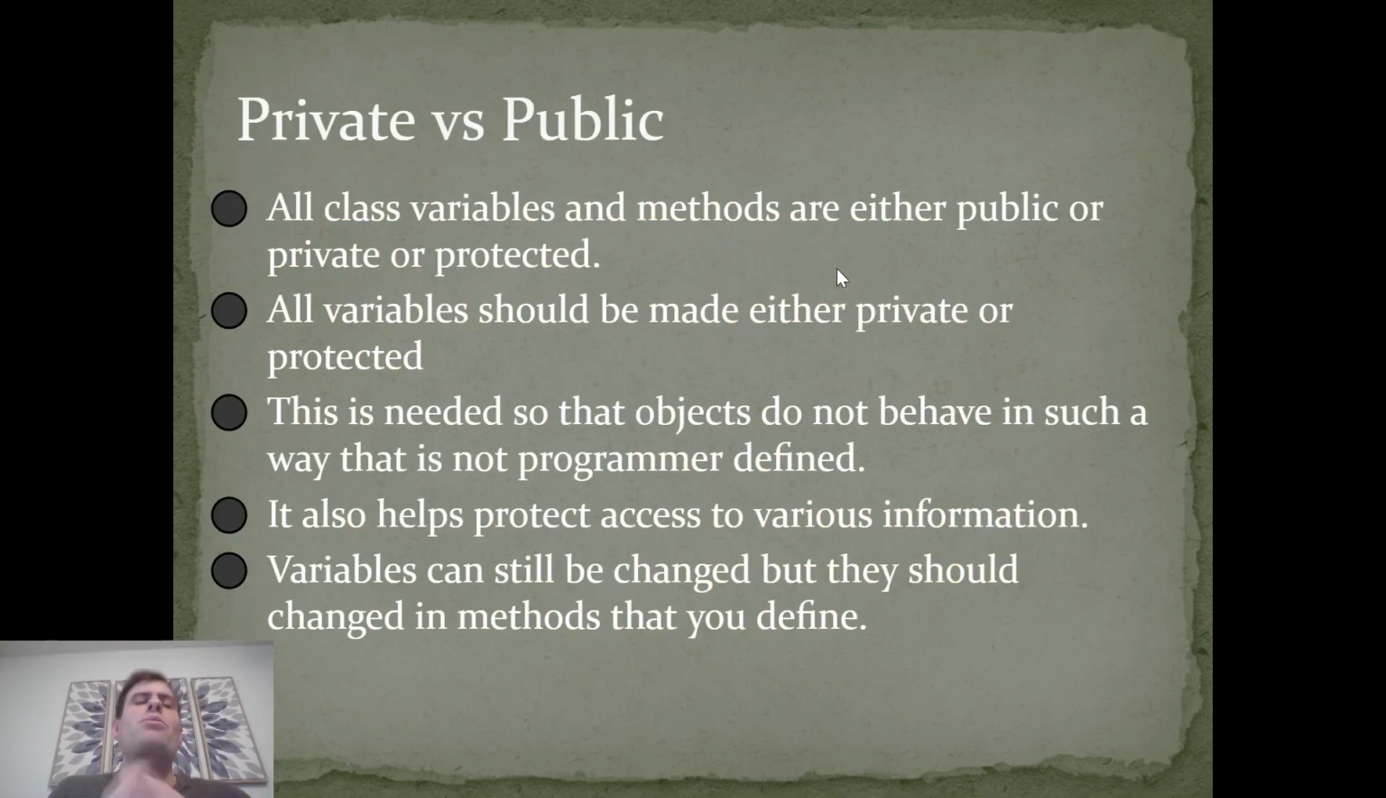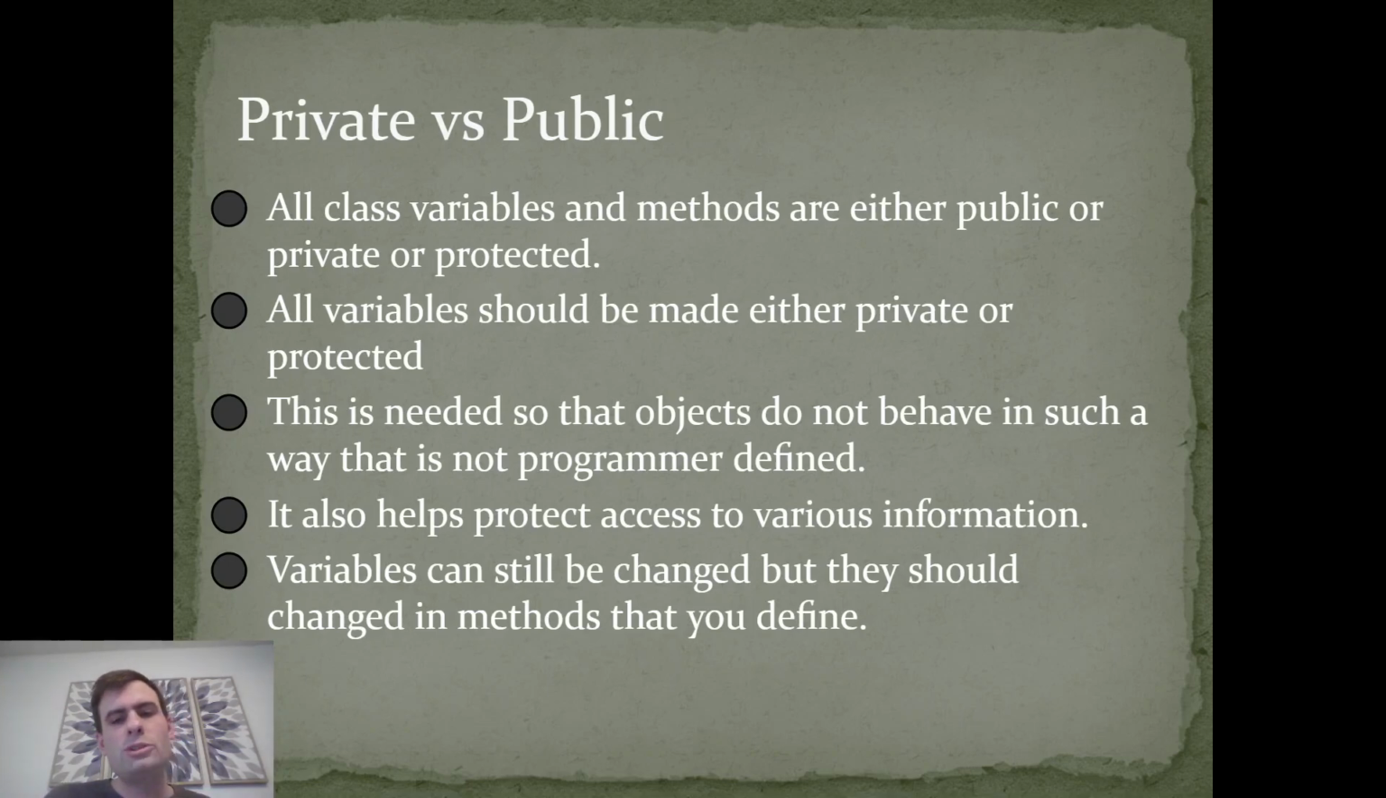And there's something called private versus public. You can think about it as all class variables and methods having to be either public or private, also protected, but we won't see that very often, at least in our class right now. All variables should be made either private or protected. For our case, they're going to be private. For us, just make them private.